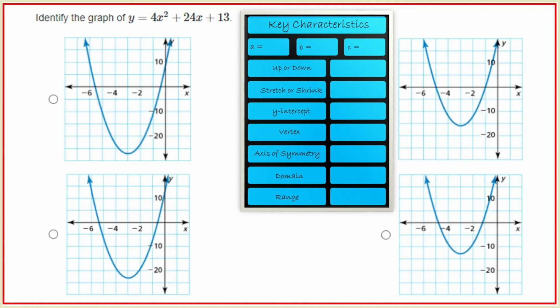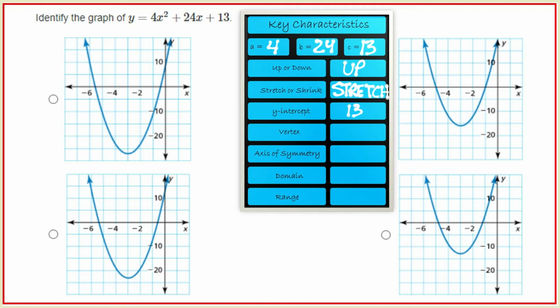On this problem, they want us to identify the graph of y equals 4x squared plus 24x plus 13. So our a value is 4. Our b value is 24, and our c value is 13. Because our a value is positive, we know the graph will open up. Because it's a positive 4, we know it's going to be a vertical stretch, so it will look like it's narrower than the parent function. Our y-intercept equals our c value, so that's 13.